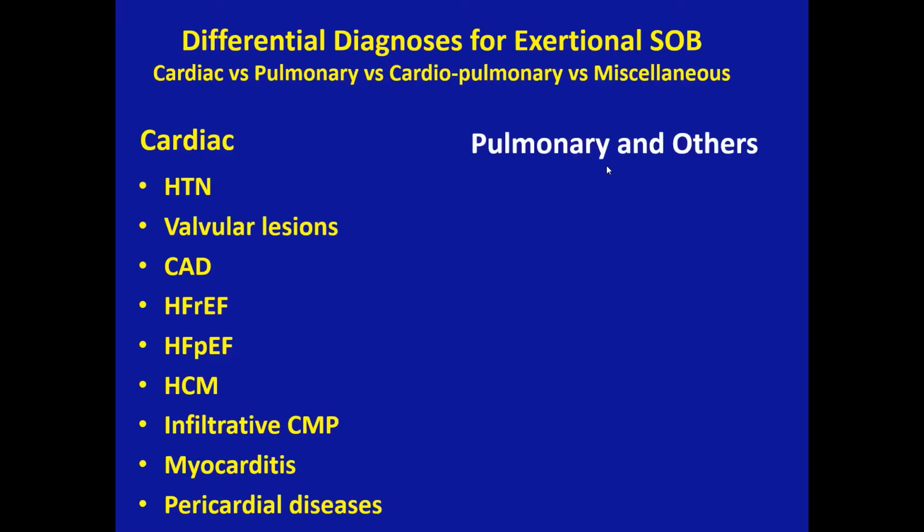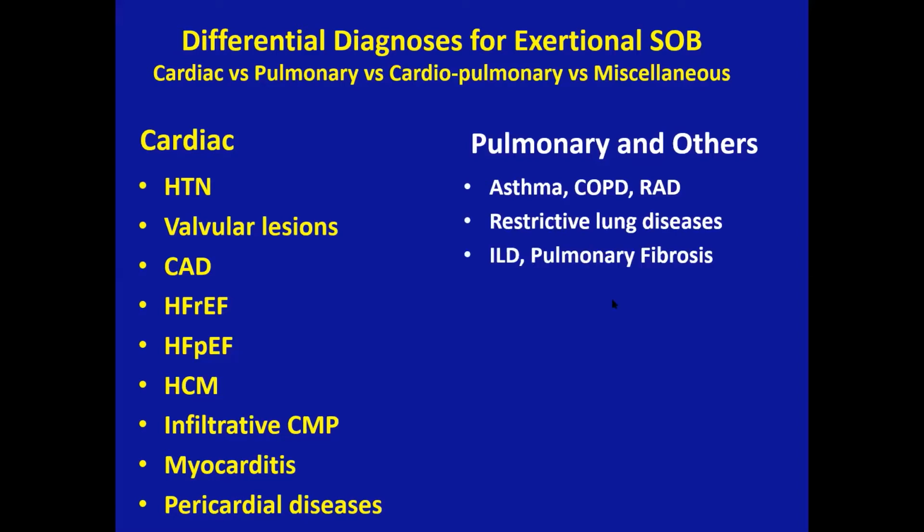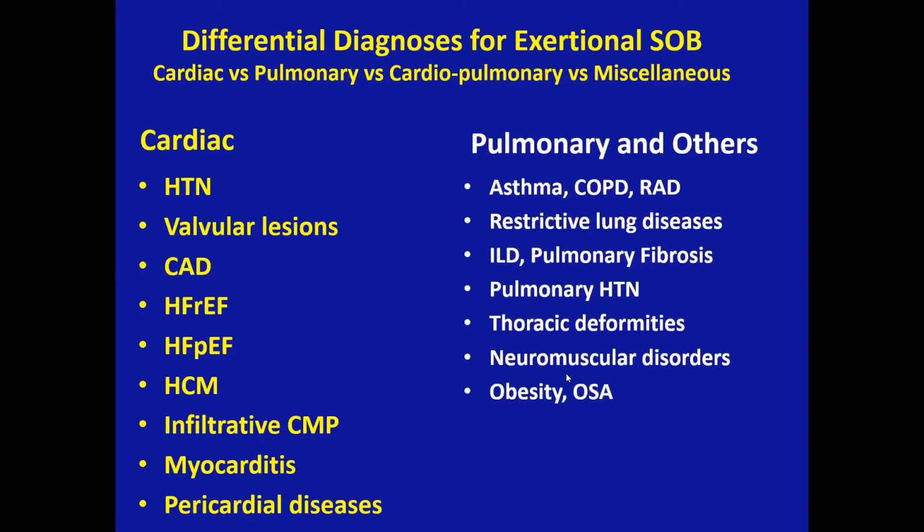The pulmonary and other causes would be asthma, COPD, reactive airways disease, restrictive lung diseases, interstitial lung disease, pulmonary fibrosis, pulmonary hypertension, thoracic deformities, kyphosis, scoliosis, that kind of thing, neuromuscular disorders, obesity, sleep apnea, deconditioning, anemia, or functional. So this is the extensive list that we need to go through for any patient who presents with shortness of breath. So we did the same with this patient.